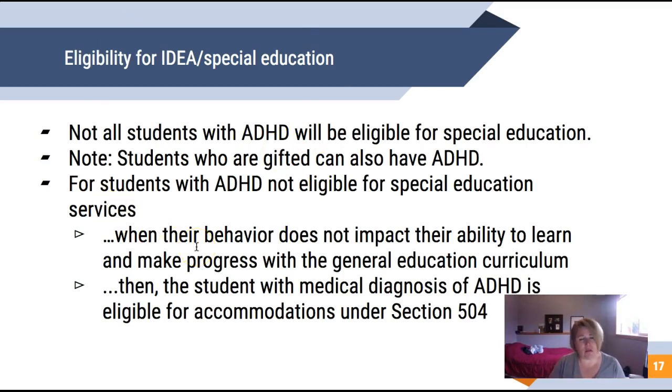That kind of raises the question, I've talked about this a lot in this particular lecture, is that you will have those kids that don't meet the criteria. And with those kids that don't meet the criteria for special education, they may need some accommodations. And we talk about accommodations under Section 504 of the Rehabilitation Act.